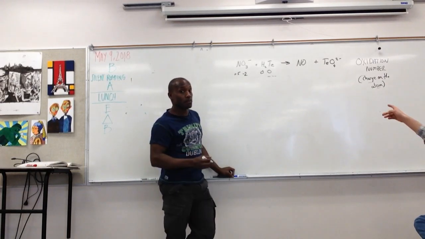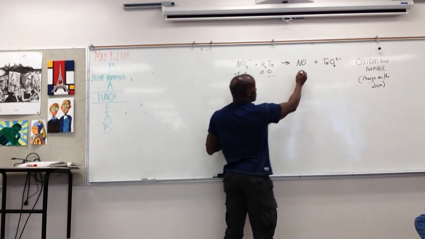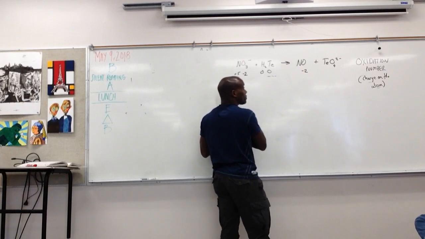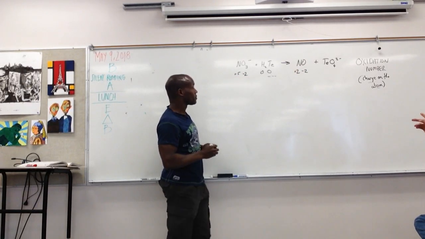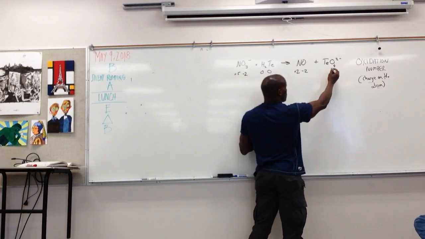Go on. Now in this one we can say that, again, oxygen takes 2. And since it's balanced, nitrogen has to lose 2. That's right. Good.